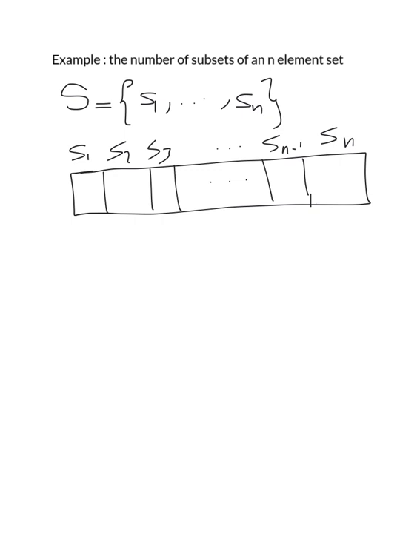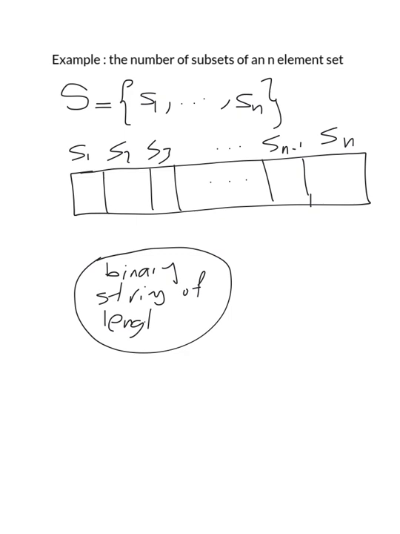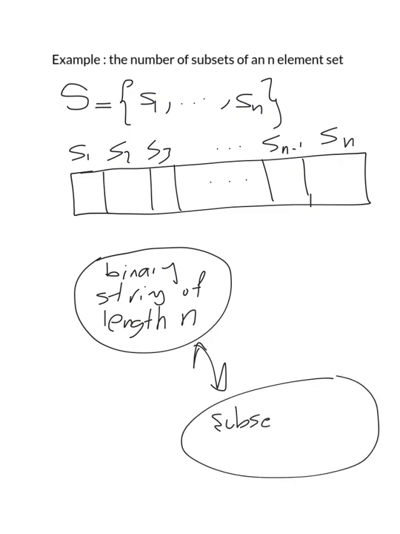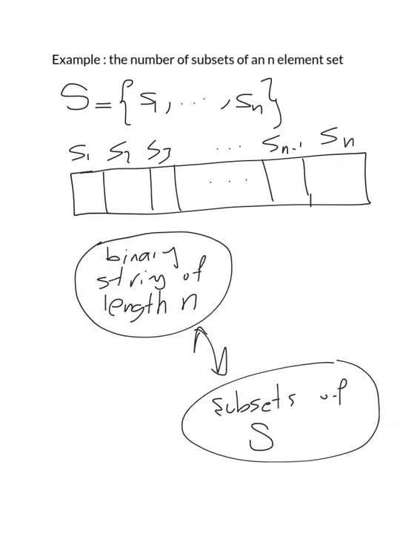Now I just want to observe that we have the following transformation between binary strings of length n and subsets of S, in a way that each binary string will correspond exactly to one subset of S, and one subset of S will correspond exactly to one binary string. And let me explain how to get a subset out of a binary string.